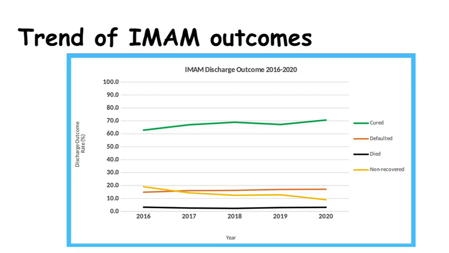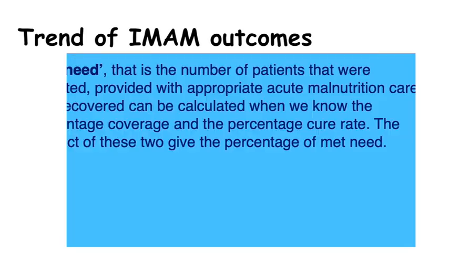But our death rates have been generally below 5%. Our defaulter rate continues as well to increase above what we would have targeted, and the non-recovery rate as well fluctuating, but has generally had a downward trend as we would expect or as we would want to have in the program. In the past 5 years, we have not managed to reach the 75% target for cure rate. And death rate has been kept below 5%, whilst defaulter rate has not performed well as well, exceeding 15%.